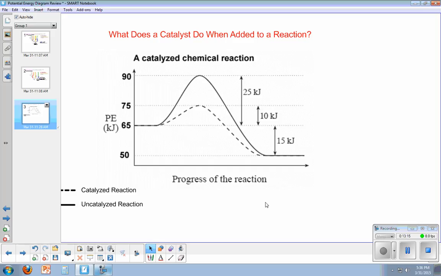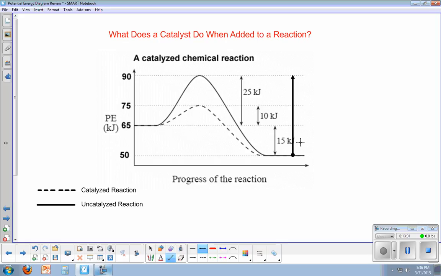Notice how this also happens for the reverse. There's no arrow for the reverse, so we're going to add it in, but the reverse would have to originally, without the catalyst, gain from 50 up until 90, so 40 kilojoules in order for the reverse reaction to occur. But with the catalyst, now it only has to gain up to 75, which is only 25 kilojoules. So again, 15 less kilojoules that are needed to be gained. So it actually speeds up the forward reaction and the reverse reaction equally. They both speed up and they occur faster.